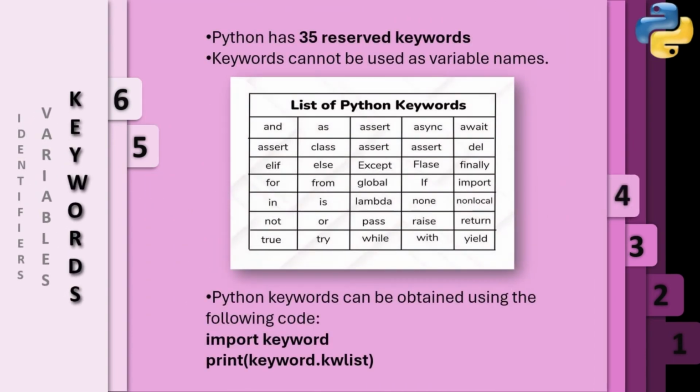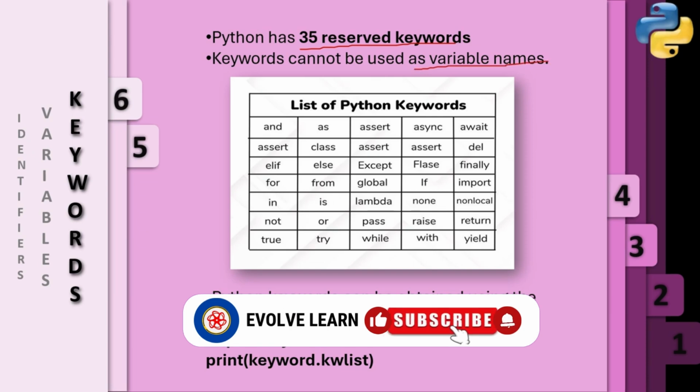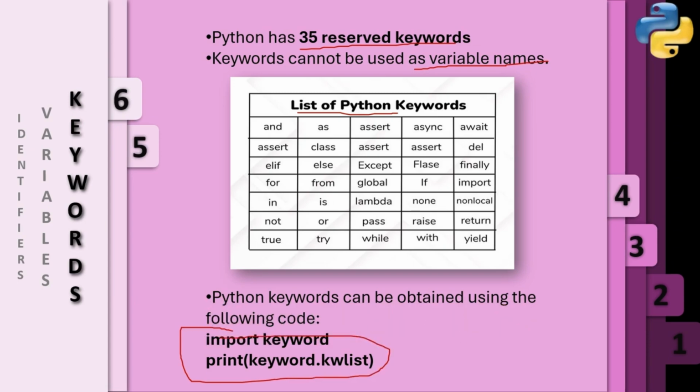Keywords are reserved words in Python that have a special meaning. Python has 35 reserved keywords. And remember, you cannot use these keywords as variable names. If you want to print a list of all Python keywords, you can use this block of code to print this. Having covered the keywords, let's proceed to variables.